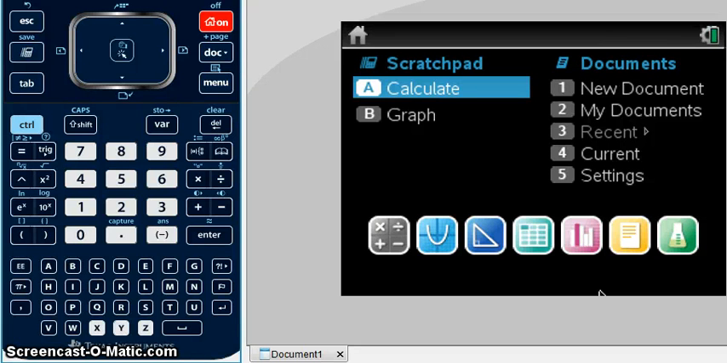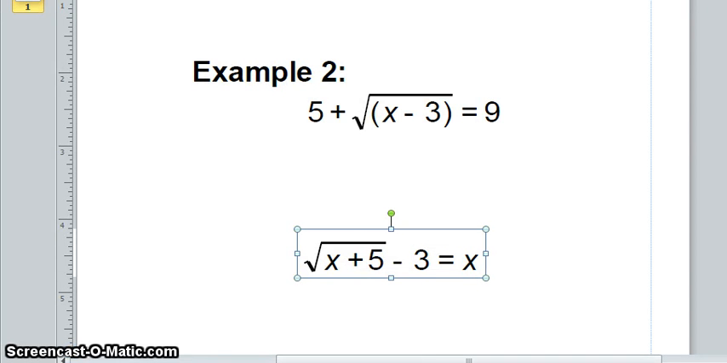Okay, I'm going to show you how to solve square root equations on the NSpire. Basically, here's what you need to do. If you look, we're going to solve the equation 5 plus square root of x minus 3 equals 9.